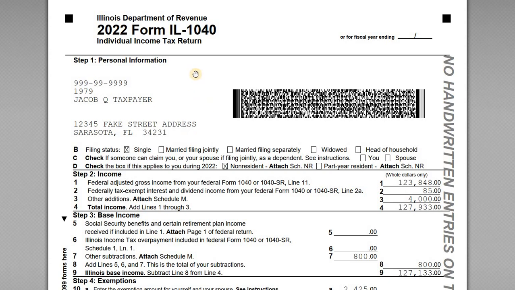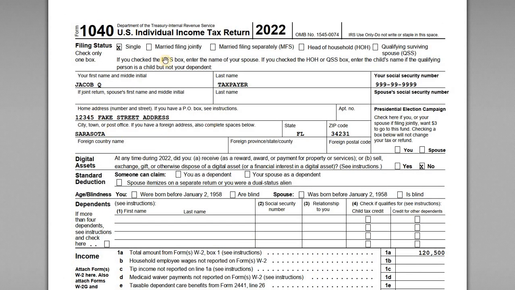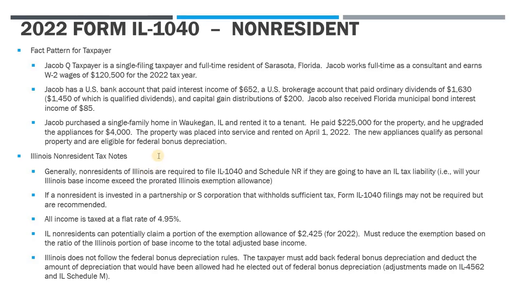So we've got the full IL-1040 here with all of the schedules, including the NR. And we also have the federal Form 1040 for the taxpayer, which we'll go through as well. And then lastly, we do have one slide here covering some background information on the fact pattern that we're going to be working with, and then some Illinois-specific notes on non-resident filers.